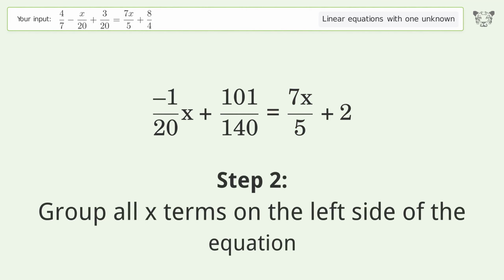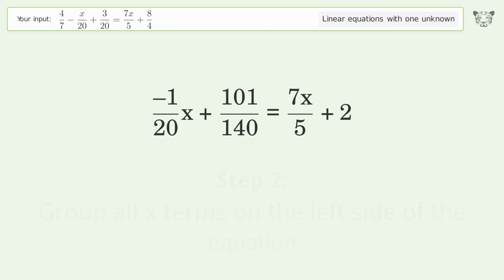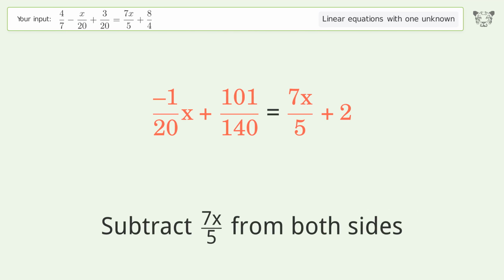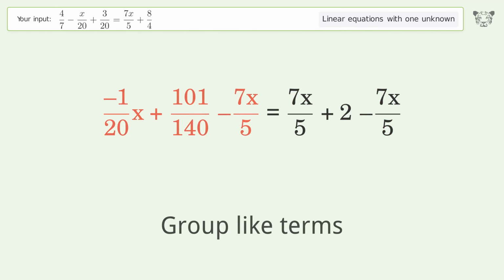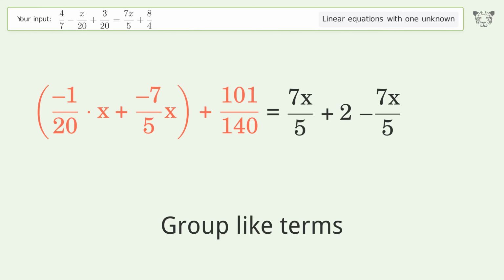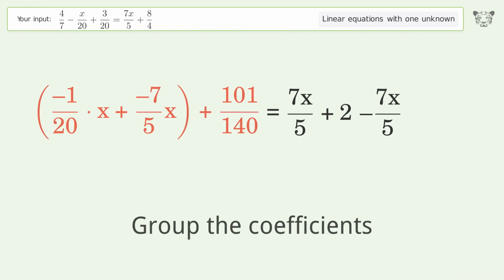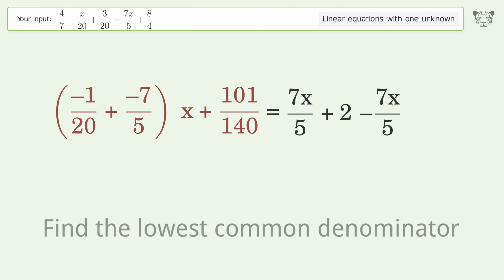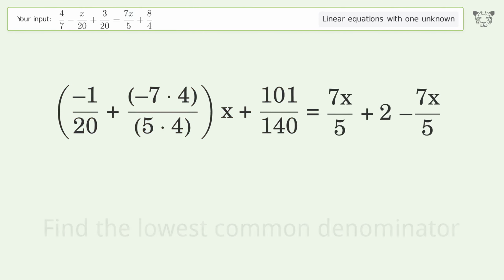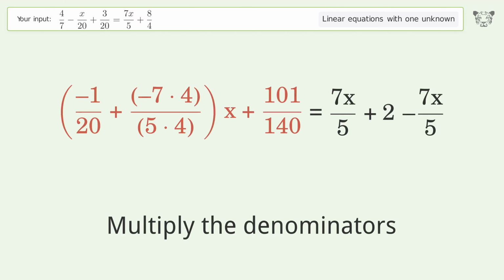Group all x terms on the left side of the equation. Subtract 7x over 5 from both sides. Group like terms. Group the coefficients. Find the lowest common denominator. Multiply the denominators.